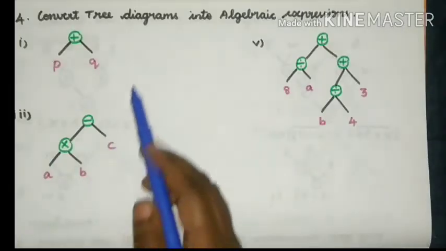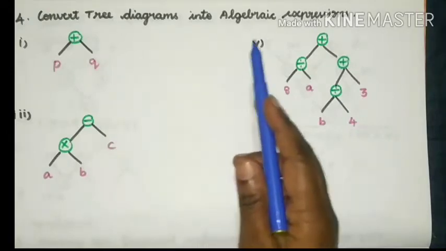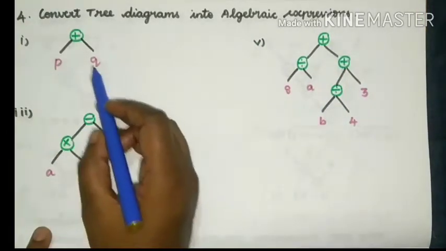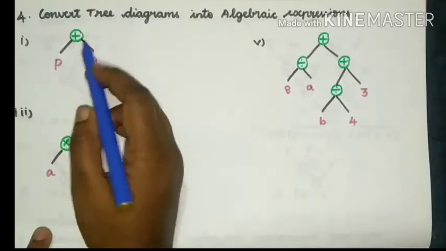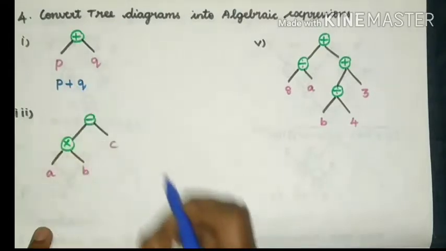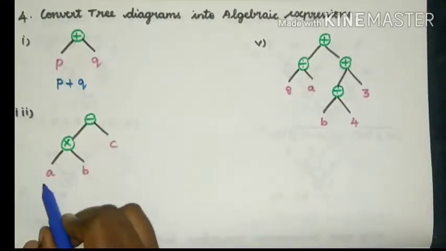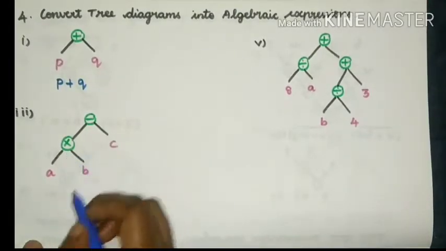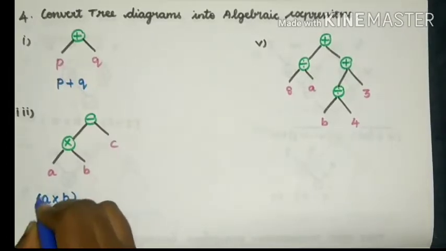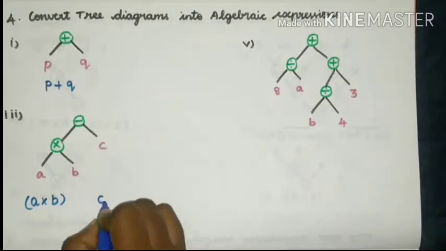Fourth sum. Convert tree diagrams into algebraic expressions. First one, P and Q are connected with the operation addition. So you have to write P plus Q. Second one, A and B are connected with the operation multiplication. So you have to write A and B in the bracket and then you have to write C here.